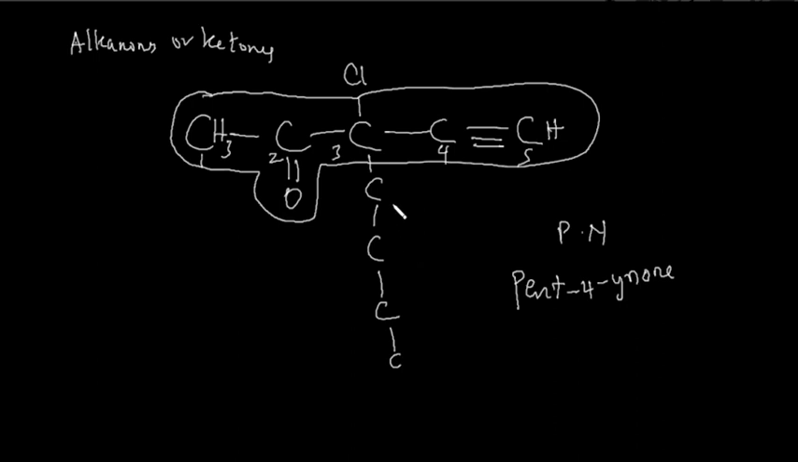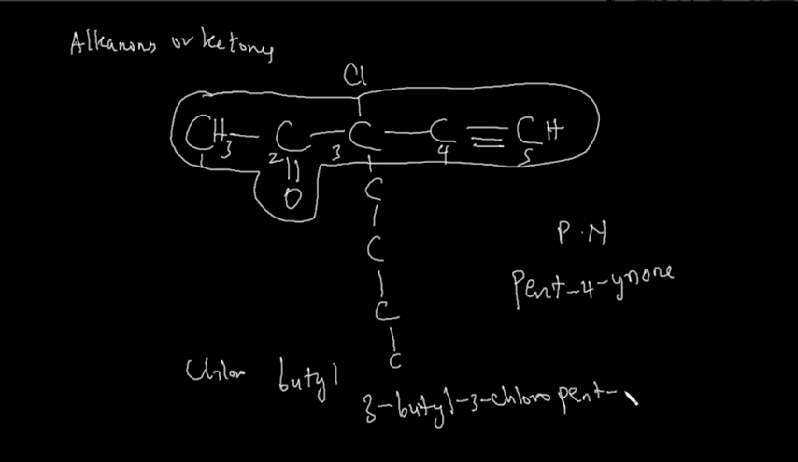Then we now attach our prefix. Our prefix is 1, 2, 3, 4, which is butyl. And then another one is chloro. So if we are to arrange them alphabetically, butyl will definitely come before chloro. So naming this compound, the name of the compound will now be, butyl is found on number 3. So this will be 3-butyl. Then the chloro is also found on number 3, so 3-chloro. With that said, there is no other substituent. We now put the parent's name, pent-4-yn-one. So that's that basically about naming non-hydrocarbons.